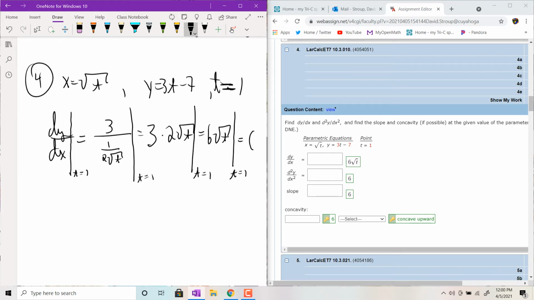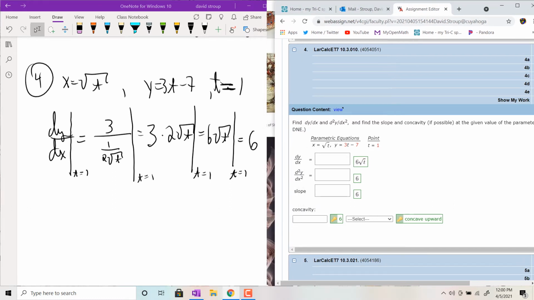So the answer here will be 6 when you evaluate it. And that represents the slope. The first derivative is the slope. So as you look over at the answers, the first answer they just want the 6 root t. And then the third answer is the 6, evaluating it at t equals 1. All right, so let's get the second derivative.